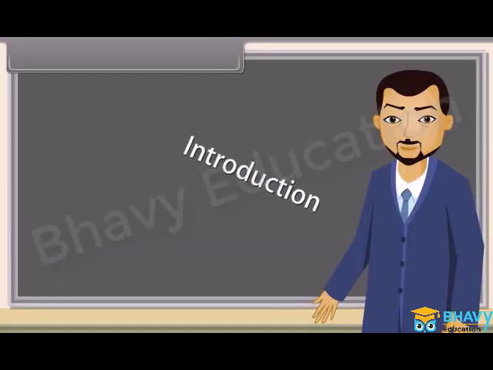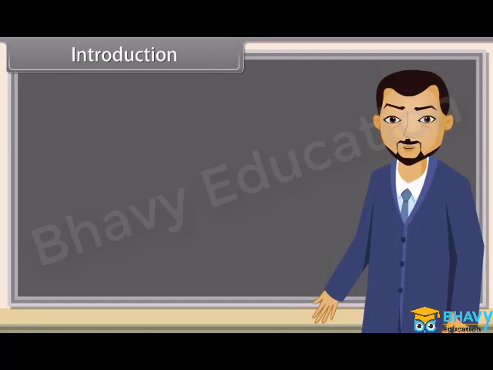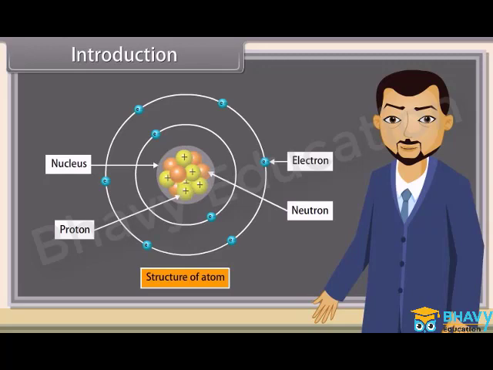Introduction. Today I'll teach you the topic Structure of Atom. Atoms are the fundamental units of matter. Everything around us is made up of atoms. A typical atom consists of a nucleus of protons and neutrons with electrons orbiting this nucleus.